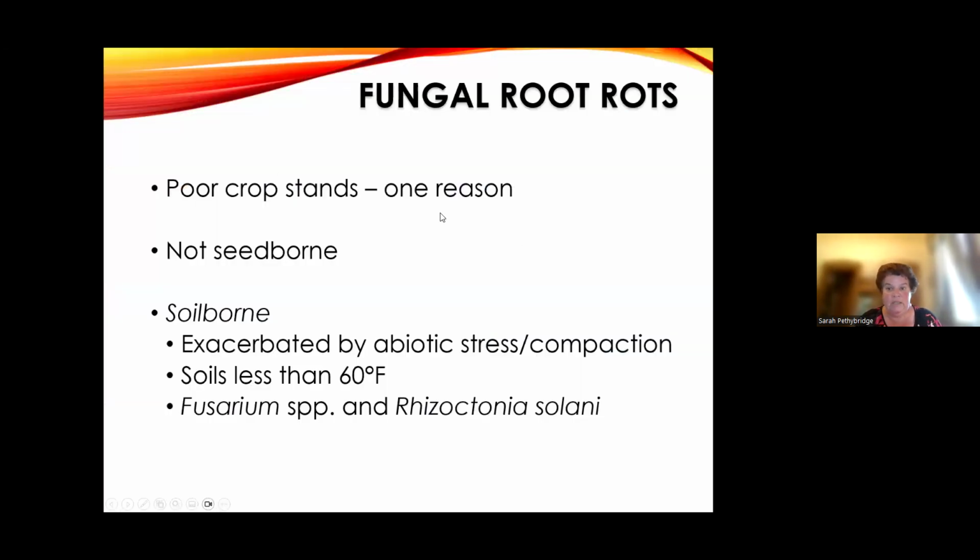So fungal root rots, especially in wet, waterlogged soil and maybe wet, cold soil, may be one reason for poor crop stands. They're not seed-borne, they're only soil-borne, and they're generally exacerbated by abiotic stress, such as cold temperatures, and maybe compaction if it's been waterlogged and soil conditions weren't optimal at planting. And generally soils less than 60 degrees exacerbate root rots caused by these two fungi, Fusarium and Rhizoctonia solani. So by knowing what the pathogens are that cause the disease, we can try and design crop rotations to minimize their effect on future dry bean crops because they're soil-borne only and not seed-borne.